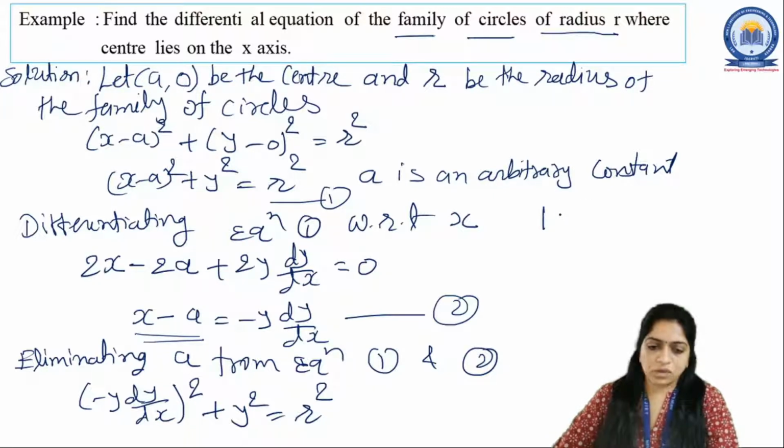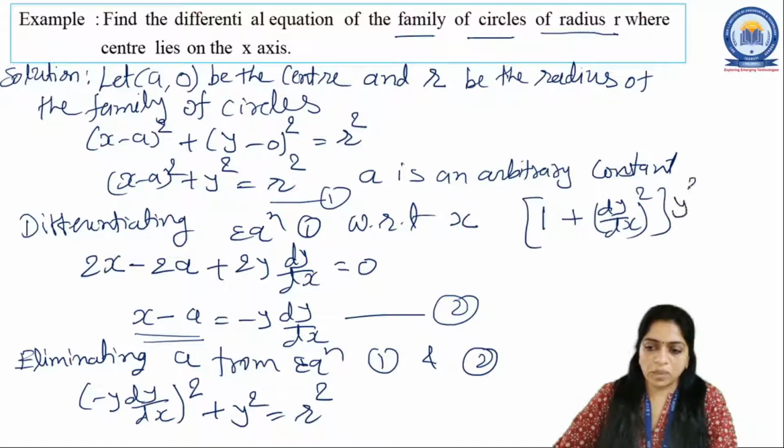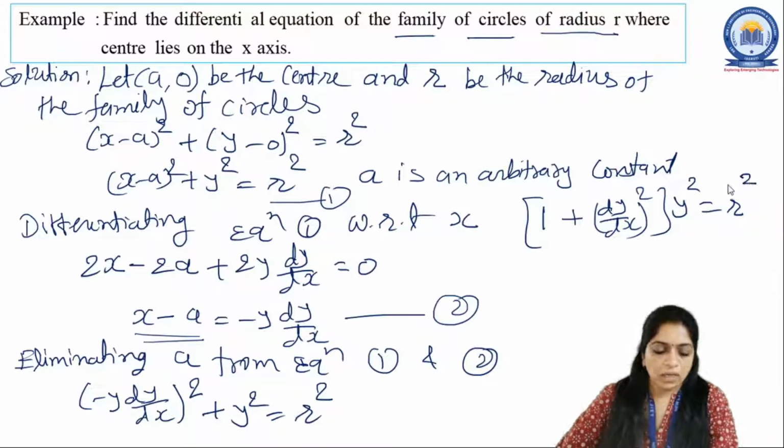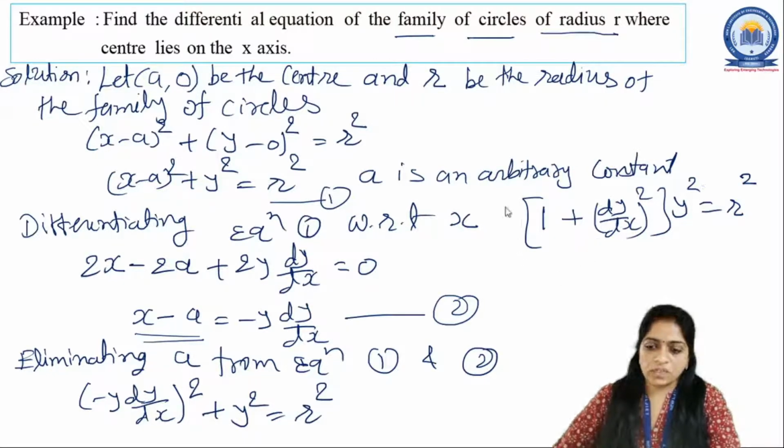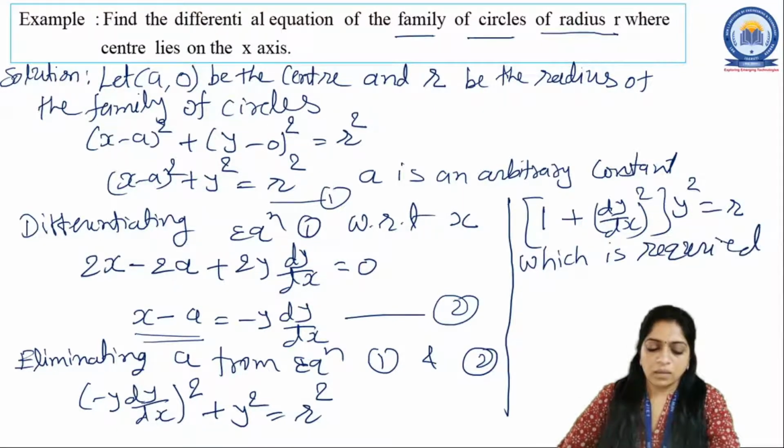After simplification, if I take y square common, then I have y square times (1 plus (dy by dx) whole square) is equal to r square. This is the required equation of the family of circles. There is no constant now, right? We eliminated our constant a, which is the required equation of the family of circles.